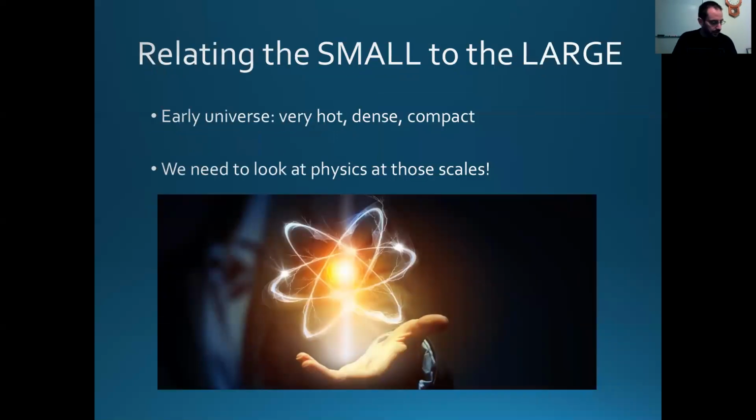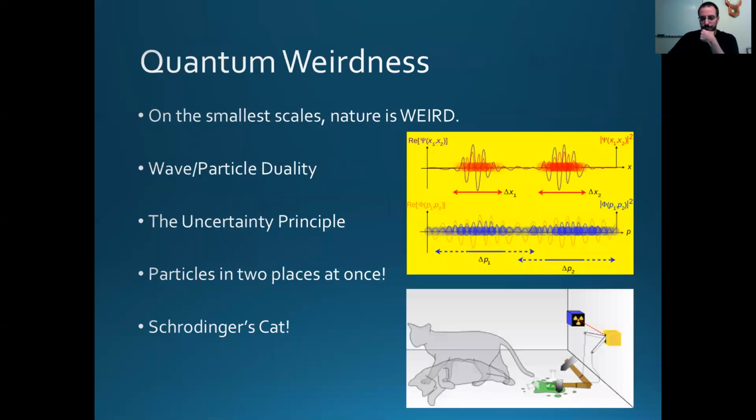Okay, so I've gone about 40 minutes, so maybe I'll go quickly through this. What happens on very small scales and what happens on very large scales aren't entirely separate from one another. The early universe was very hot, very dense, and very compact, which means the physics at small scales and the physics at large scales were once one and the same. So we need to understand the physics at those small scales.